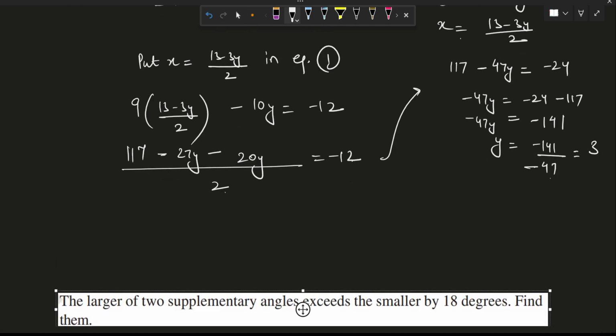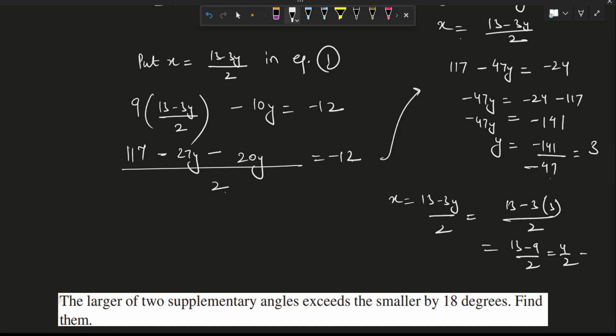Value of x will be, so x is 13 minus 3y by 2, which is 13 minus 3 into 3 by 2. So that comes out to be again 13 minus 9 by 2. 4 by 2 is 2. So you have again x as 2, y as 3.